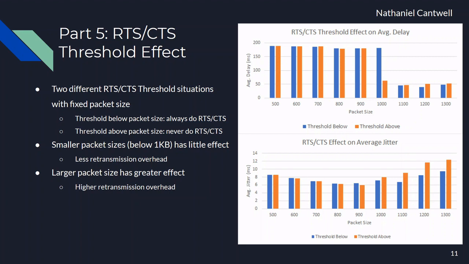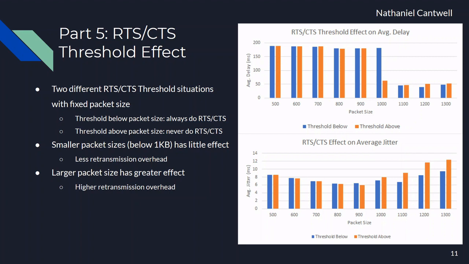For part 5, the variable we control is the request to send and clear to send threshold. This threshold determines at what minimum packet size the request to send and clear to send handshaking will take place. So any packets below this threshold will not do the three-way handshaking before being sent, and any packets above this threshold will engage in the three-way 802.11 handshake before being sent.